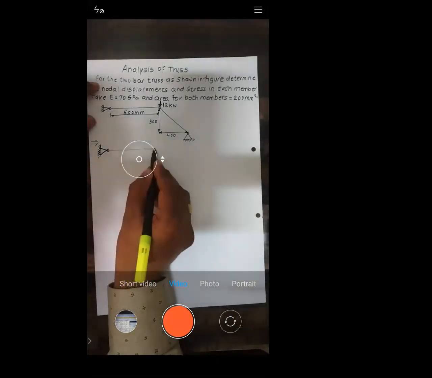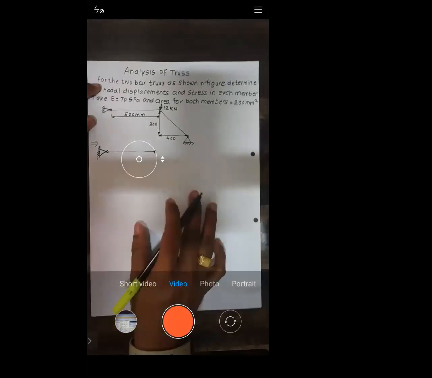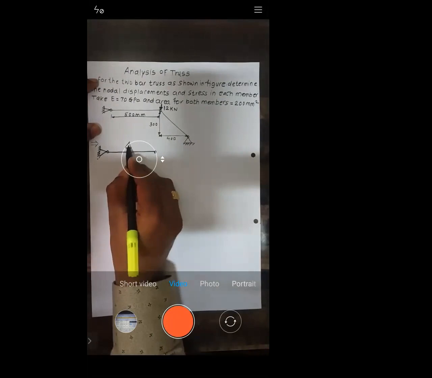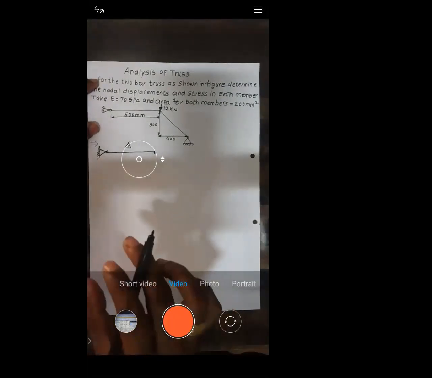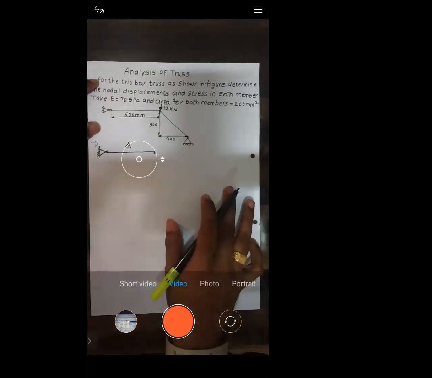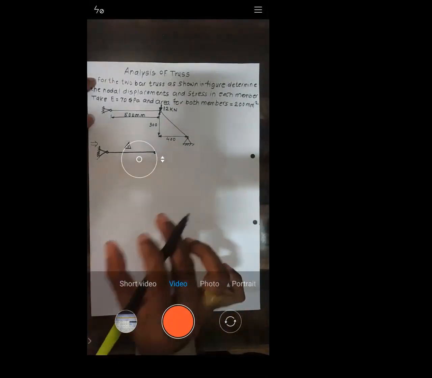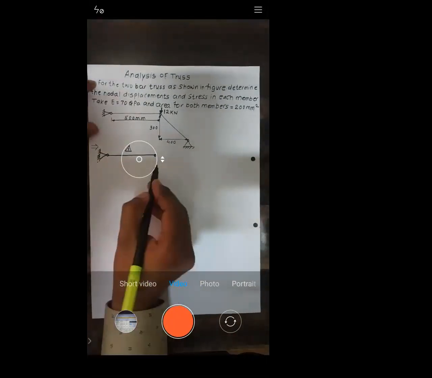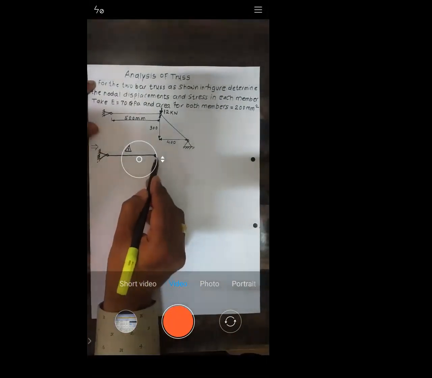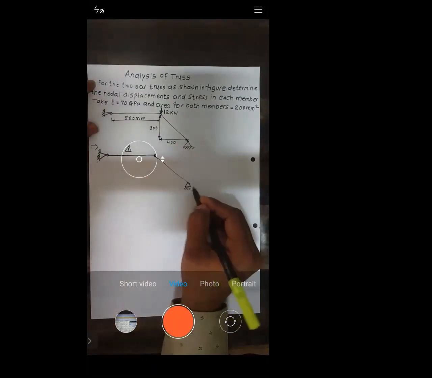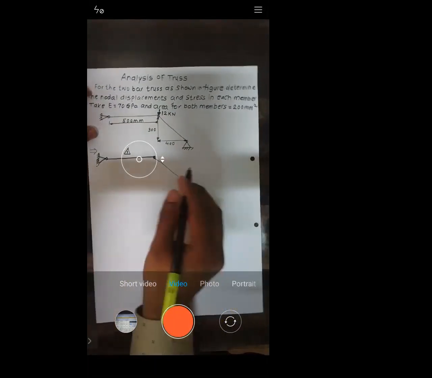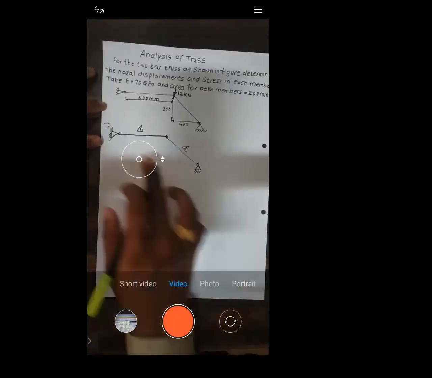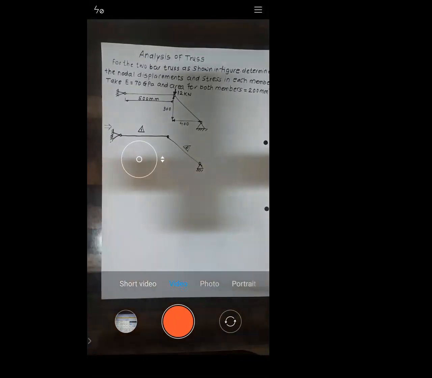So this is my first horizontal member. Let me call this element number 1. Listen, every member of the truss is an element. So this is element number 1. I have one more member here. Let me call this element number 2. Element number 1, element number 2. So I formed the elements.